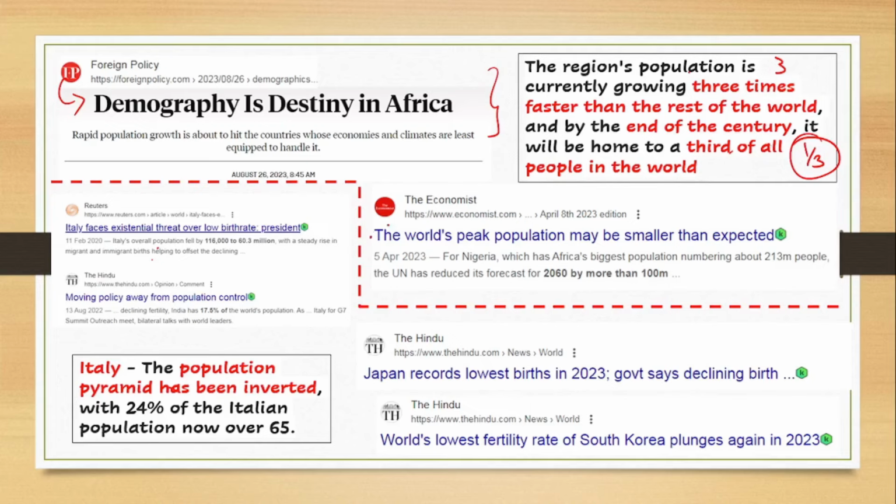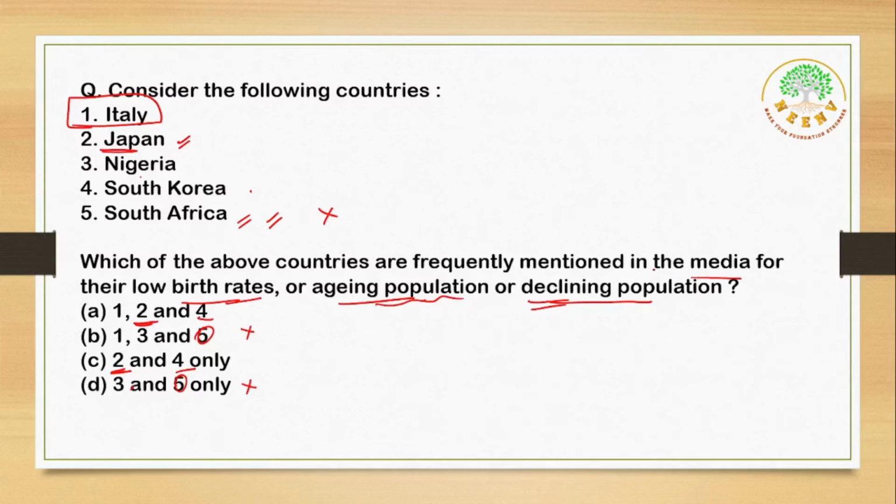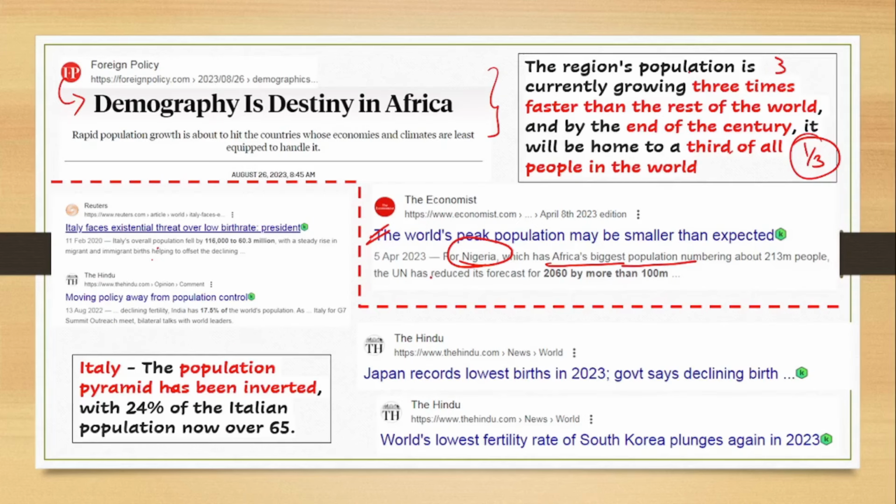And this article talks about how Nigeria has Africa's biggest population numbers. So in our options, we have Nigeria. So we can remove Nigeria, we can remove South Africa.